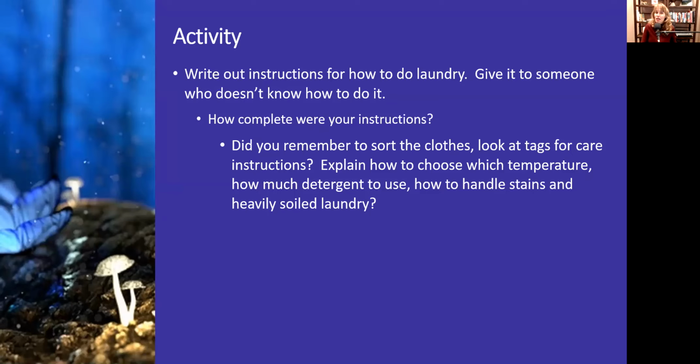Most likely, you left out a step here or there, like where to put the fabric softener versus where to put the detergent. Did you remember to sort the clothes? Did you remember to look at tags for care instructions? Did you explain in the instructions how to choose which temperature, how much detergent to use, and how to handle stains and heavily soiled laundry? All of these things are important to knowing how to do laundry and how to do it well.